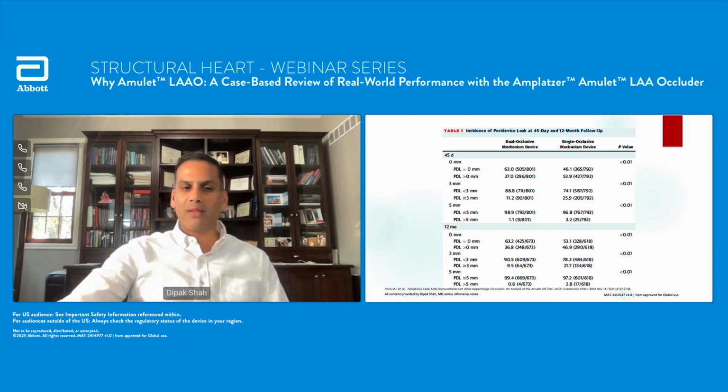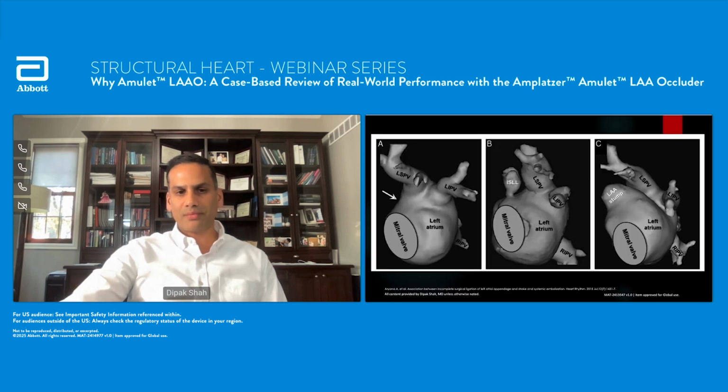And as Dr. Shah had mentioned previously, if you look at Amulet versus Watchman on the right here, you can see that it's significantly in favor of Amulet to have 0mm leak, or at 3mm or less, 90% of the patients in the Amulet arm versus 78% in the Watchman arm. So again, this dual closure really helps in terms of dealing with this leak.